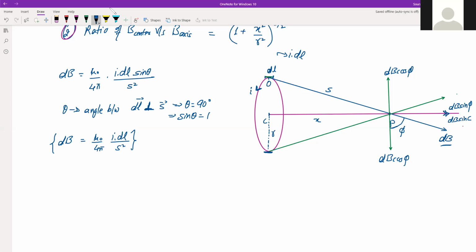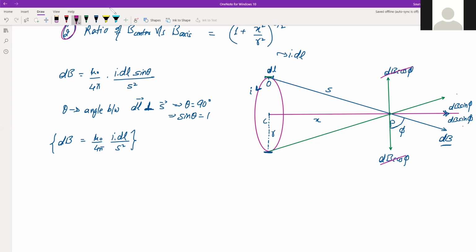So what do we observe here? The dB sine phi will get added, but dB cos phi and dB cos phi will cancel. So the vertical components will cancel each other, while the dB sine phi, that is the horizontal component, the component along the axis, will add up.